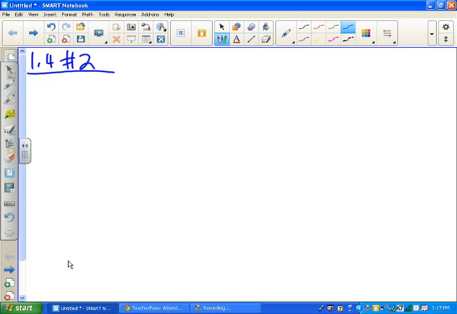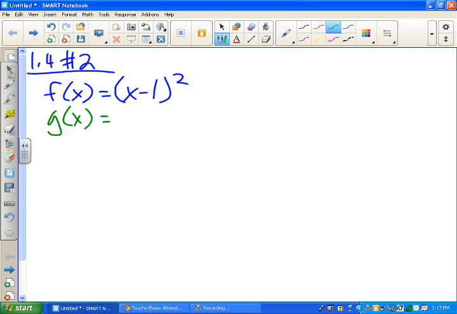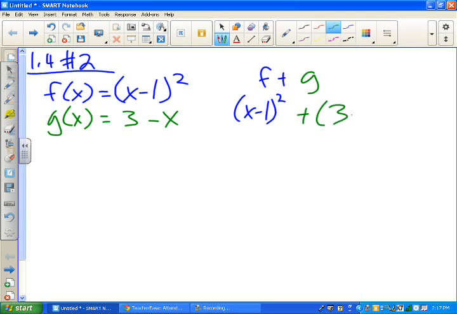Building functions, exercises 2 and 3. So we're given two functions, f of x is equal to the quantity x minus 1 squared and g of x is equal to 3 minus x. So if we wanted to add f plus g, we would simply take f of x, which is x minus 1 squared, and then add 3 minus x.